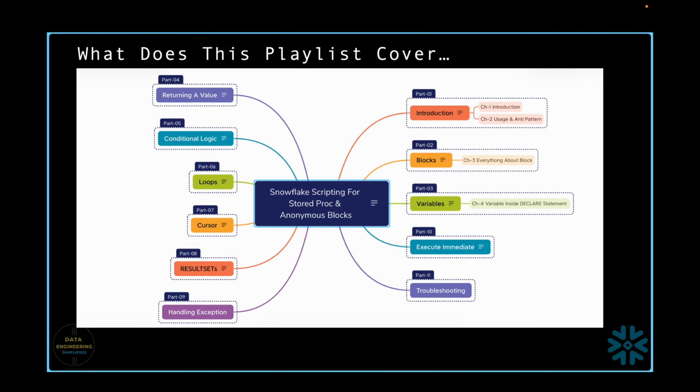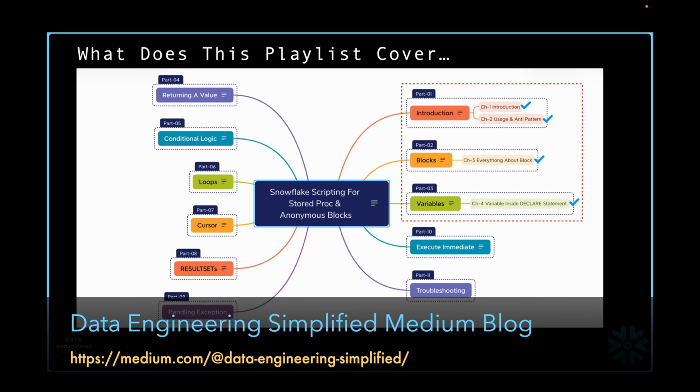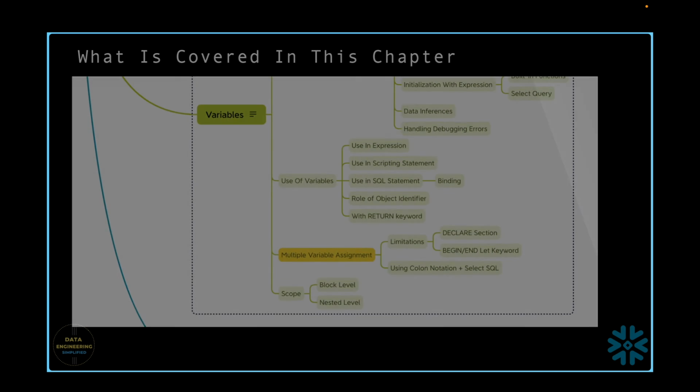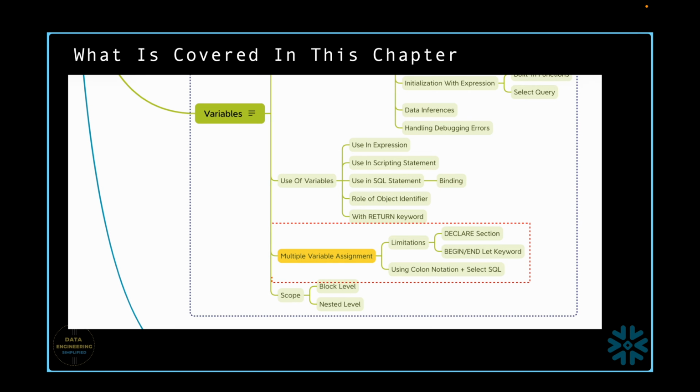We have already covered many important concepts in this playlist, like importance of Snowflake scripting for stored procedure, its common usage, best practices, block structure, global and local variable declaration, and the colon notation to use the variable in expression and SQL statements. If you haven't seen this chapter yet, please watch it after completing this video. The links for all the videos are available in the description section below. And this tutorial will focus on multiple value assignment to multiple variables using single Snowflake scripting statement.